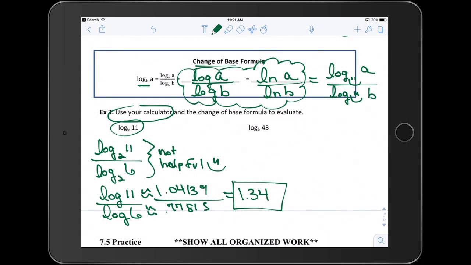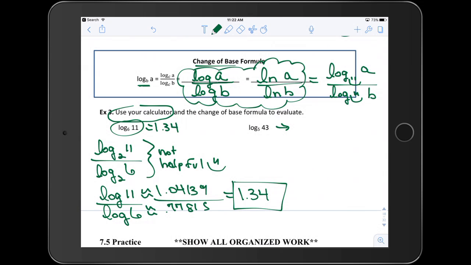So what is the log base 6 of 11? It's going to be 1.34 by using the change of base. Now I talked a lot on that one, so let me just show you how to do it really, really quickly. So this right here, again, you're going to use your calculator.